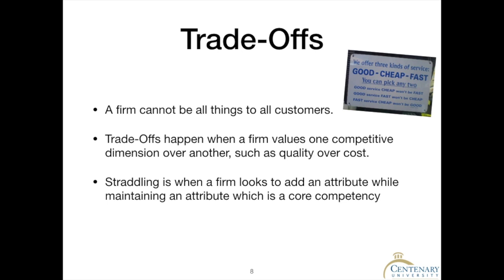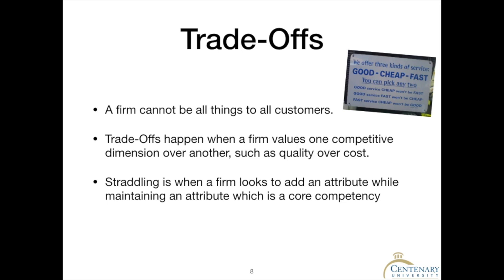And of course, we have trade-offs. We can't be all things to all people. A firm can't be all things to all customers. So this is when we're trading off what our core competency is. What are we going to look to do best? What are the few things that we can do? I like the example in this image up here: good, cheap, and fast. You can pick any two. So what are we going to be known for? What are we going to focus on?